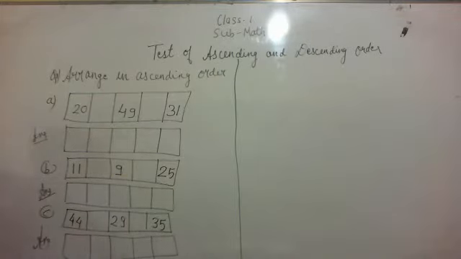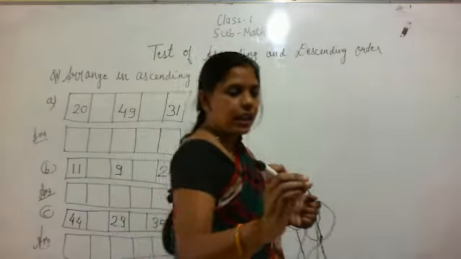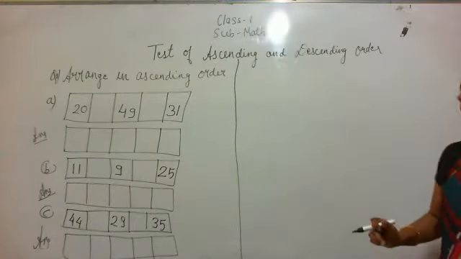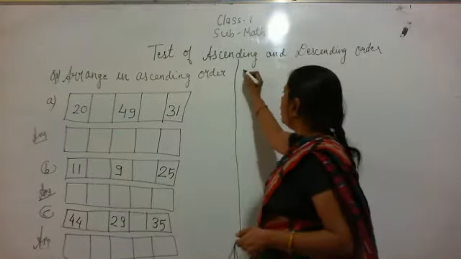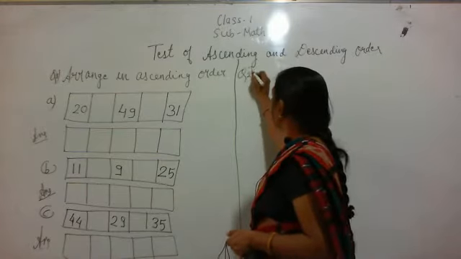So this is question number 1. And you have to arrange these numbers in ascending order. So first you solve the arranging in ascending order. And here I am writing question 2.